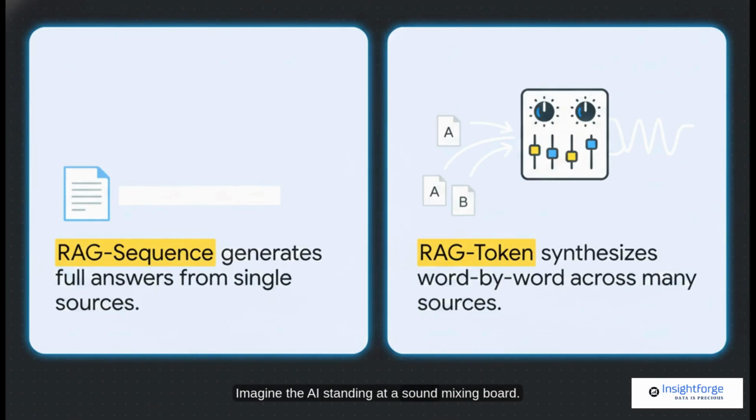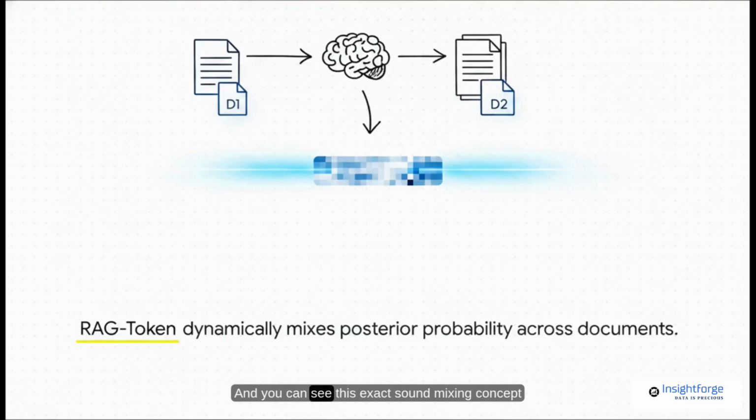Imagine the AI standing at a sound mixing board. For the first word, it slides the volume up on document A. For the next word, it slides the volume down on A and up on document B. And you can see this exact sound mixing concept in action right here.